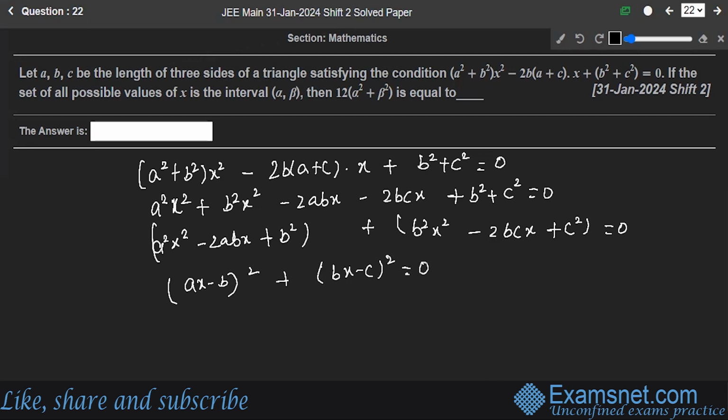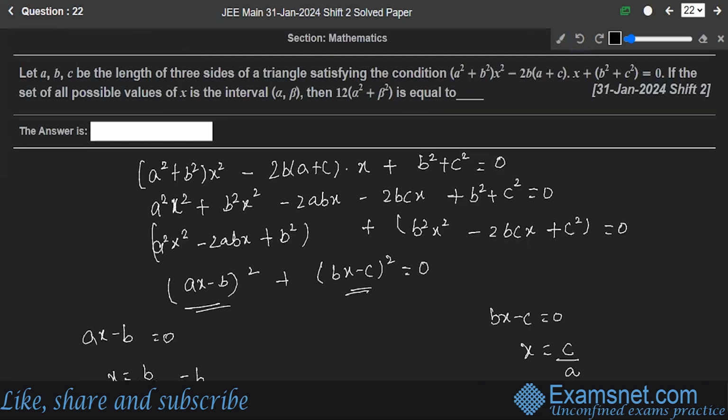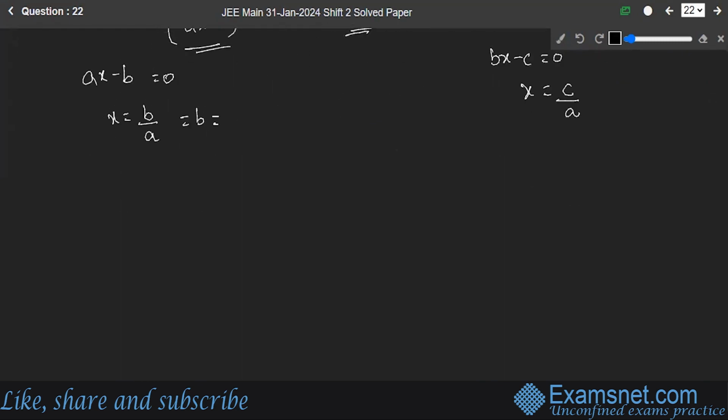Now, these are two perfect squares which can never give you a negative value. So if the sum of them is equal to 0, this is possible only when ax minus b is equal to 0 and bx minus c is equal to 0. Here you have x equal to b upon a, or x equal to c upon a. From here, you have b equal to a into x, and from here you have c equal to a into x. So b and c are both equal.